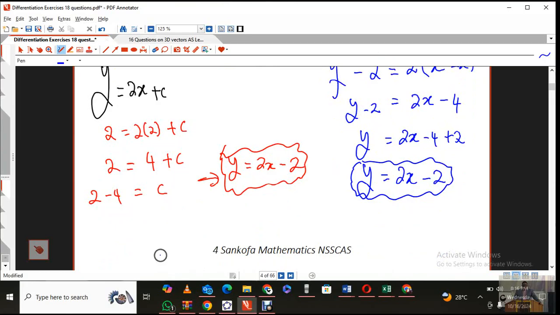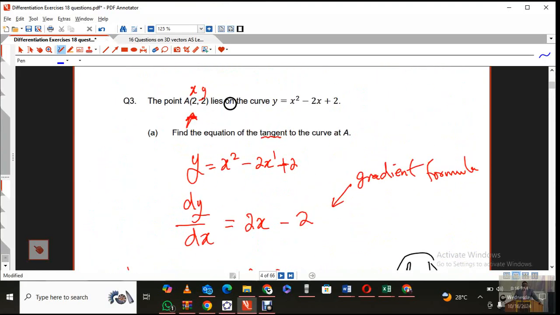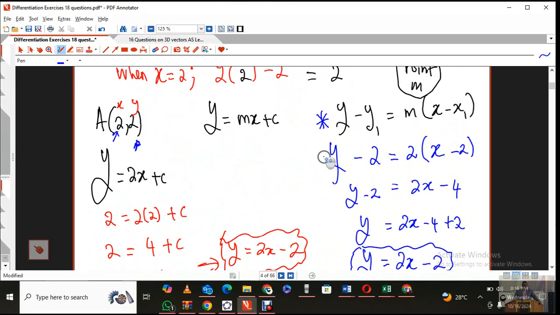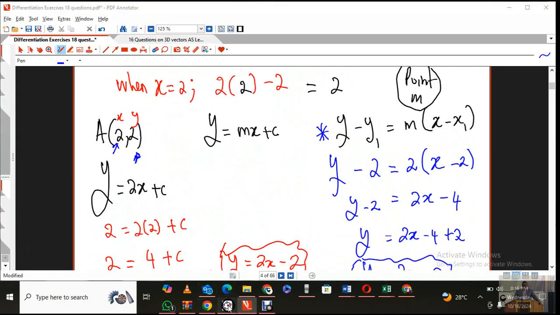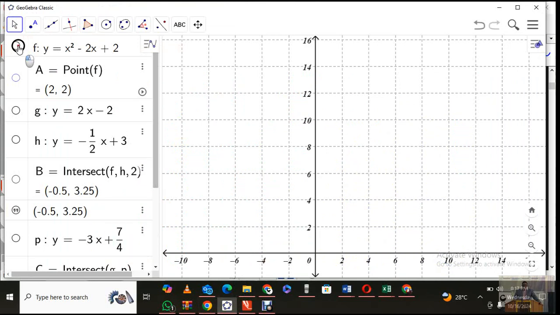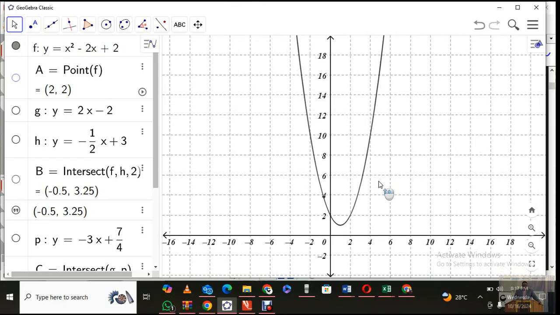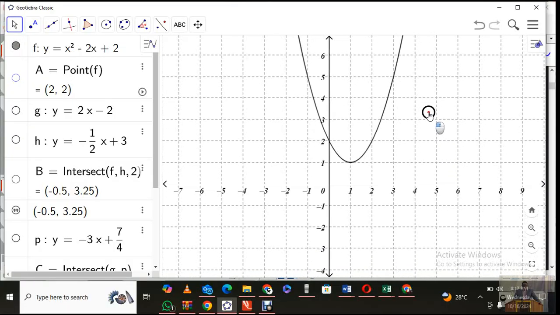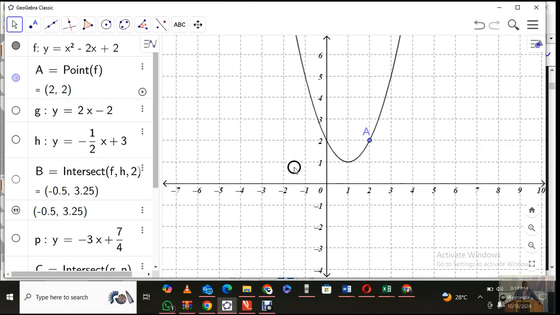So what the question is asking, the instruction is saying, find the equation of the tangent to the curve at A. Now we have that. Let me just bring in a little bit of technology. So what you have is that curve, y equals x squared minus 2x plus 2. And let me bring in that particular point they are making reference to. They gave me point A, which is the point 2, 2, as you can see.